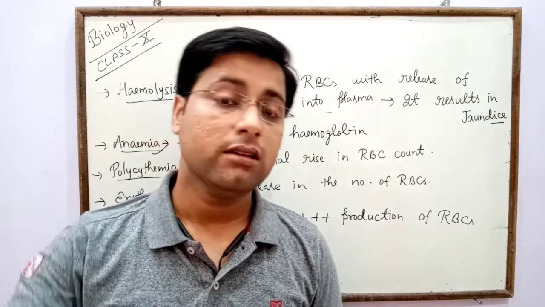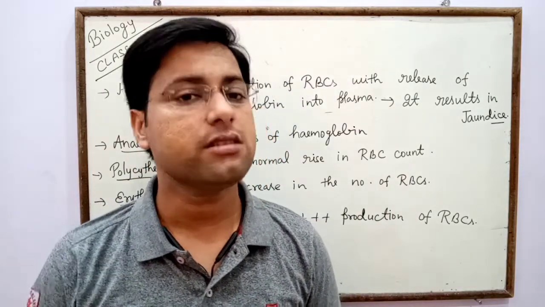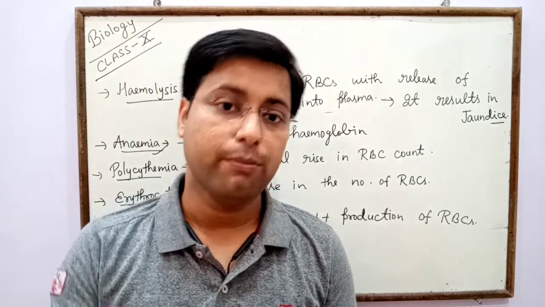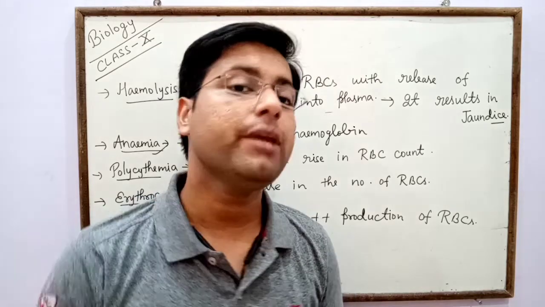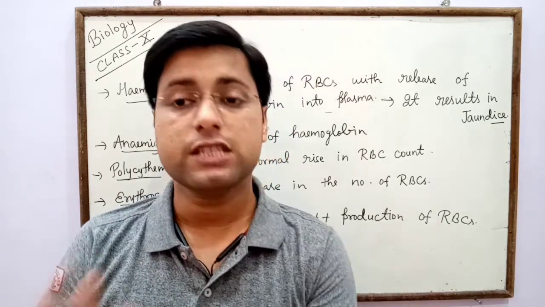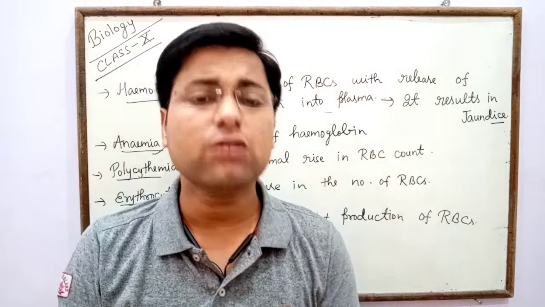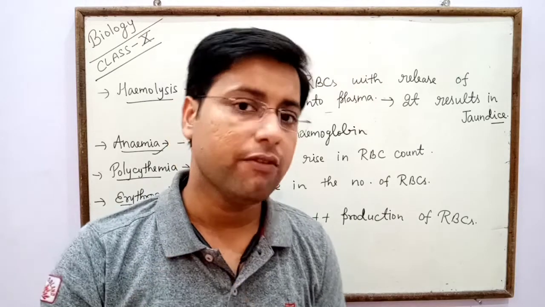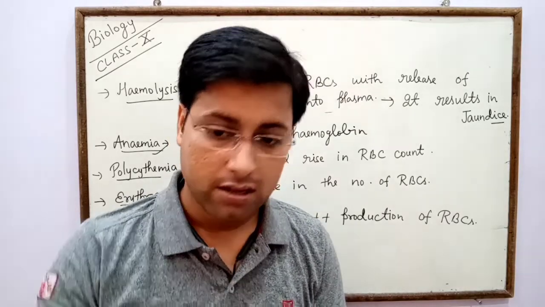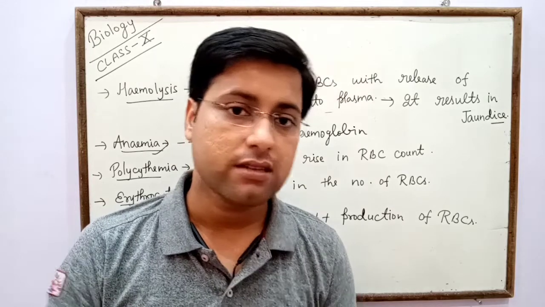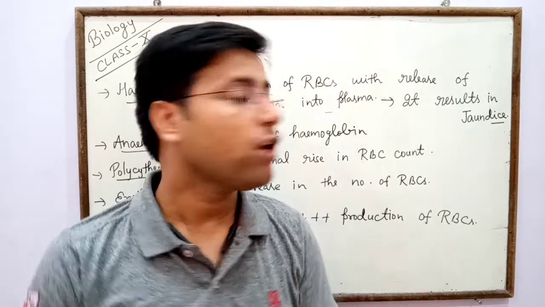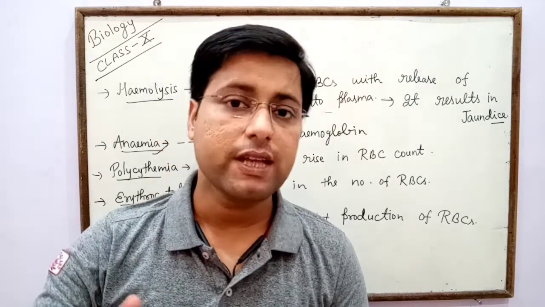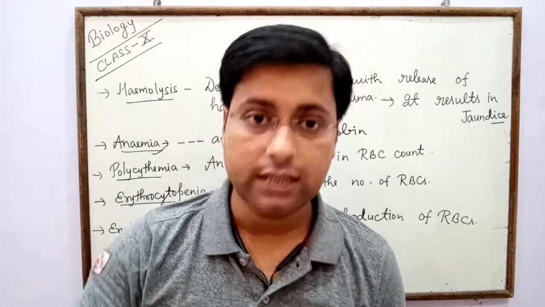Next thing, in the circulatory system of human being, blood, lymph, blood vessels and a pumping organ, heart is responsible. So our circulatory system consists of blood, lymph, blood vessels. In blood vessels, especially arteries, veins, capillaries, and a pumping organ that is heart. So we will also discuss blood vessels, lymph, and heart in this heading.